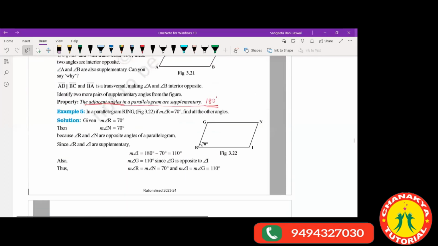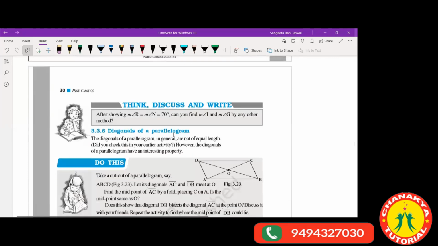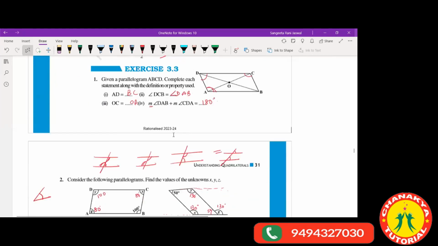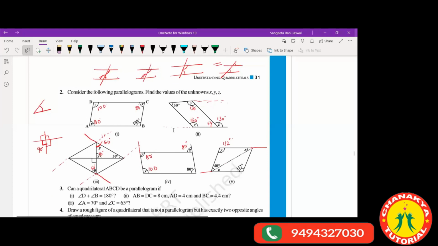The adjacent angles in a parallelogram are supplementary. Supplementary means that if you take the sum of the adjacent angles in a parallelogram, the total makes 180 degrees. This much part you understood? Yes, ma'am. Okay, so the same thing is applied here.